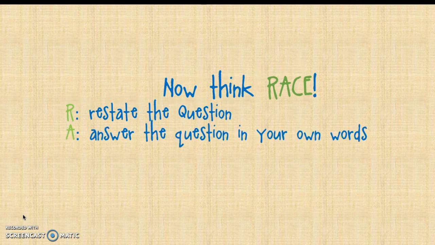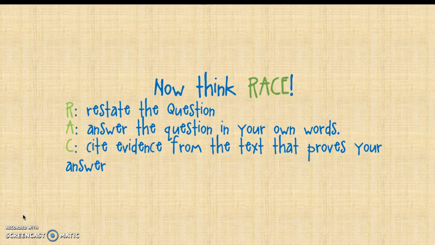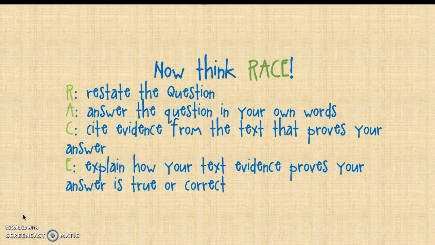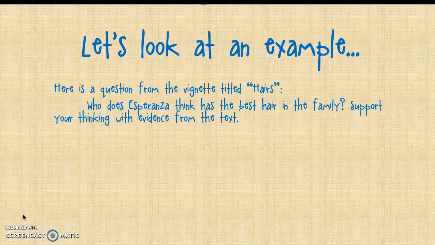You want to then answer the question in your own words. Don't go directly to citing evidence. First, you need to answer the question. Then you cite the evidence from the text that proves your answer. And finally, you're going to explain how your text evidence proves that your answer is true and correct. So let's look at an example.